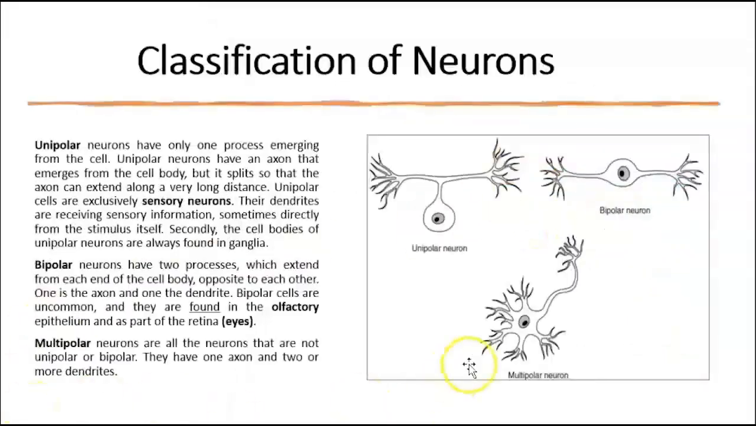Classification of neurons: if it has multiple extensions, as you can see here, multiple extensions, it's called multipolar. Bipolar, how many extensions? Two. One right here, another one right here. Which one is this one? If it has only one extension, unipolar.